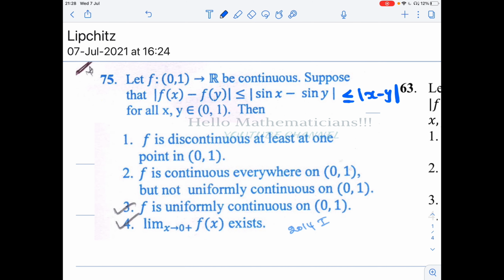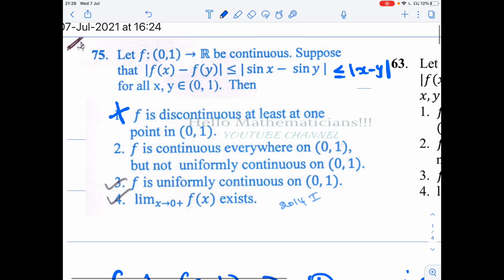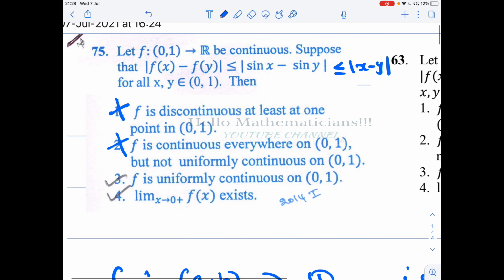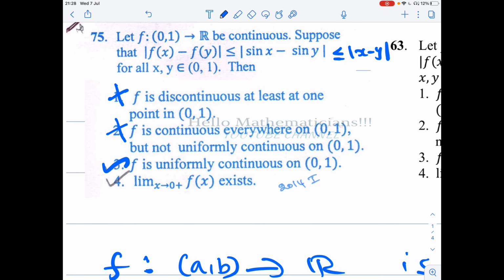Since f is Lipschitz, it is uniformly continuous. Therefore, discontinuous is wrong, and just continuous but not uniformly is wrong. f is uniformly continuous is correct. If f is a uniformly continuous function on open (0, 1), then it can be extended to a continuous function on closed [0, 1]. That is a necessary and sufficient condition. f is uniformly continuous on an open interval (a, b) if and only if f can be extended to a continuous function on the closed interval, especially at the endpoints.